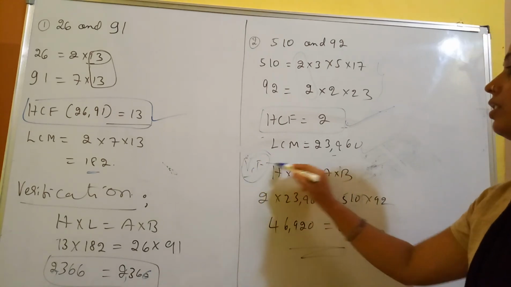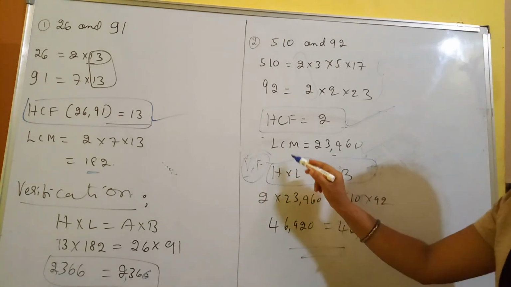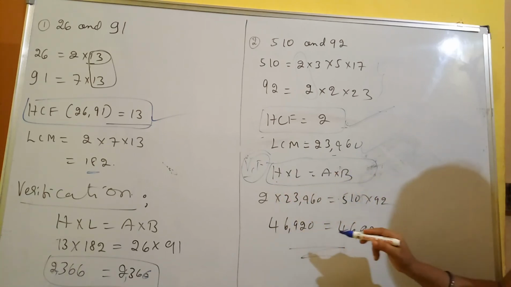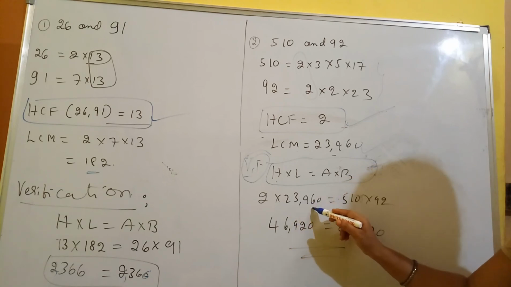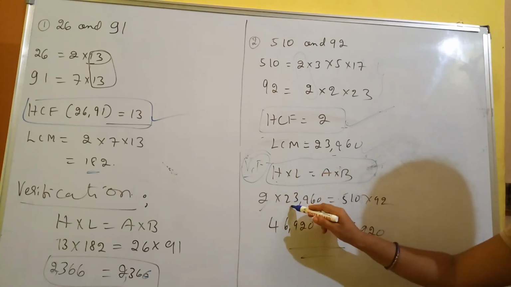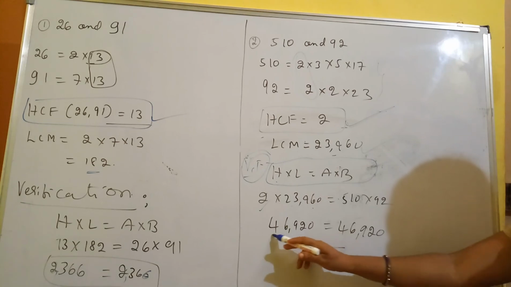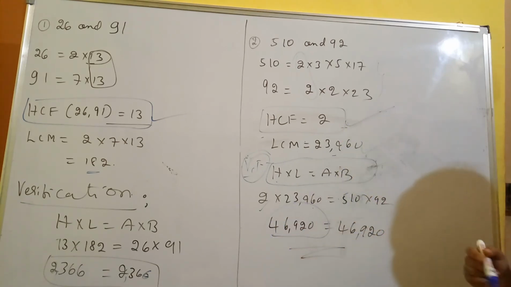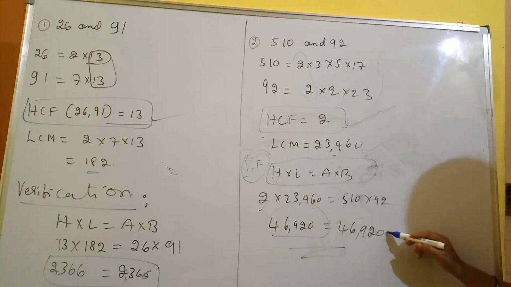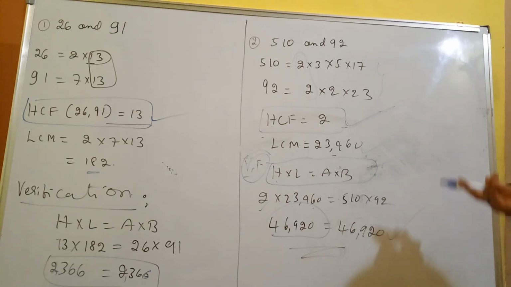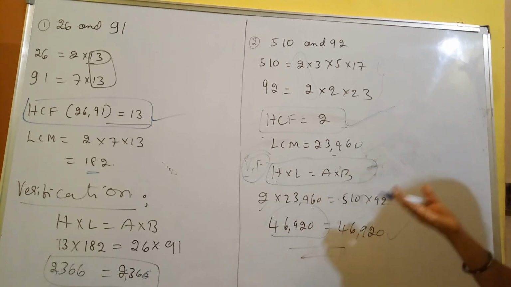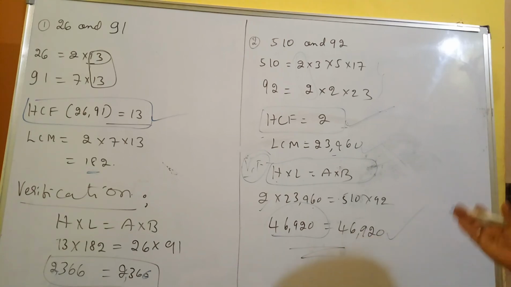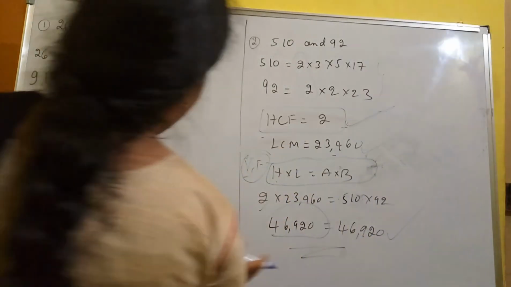So through this we can do verification. How to verify whether your answer is right or wrong? By using the relationship HCF into LCM is equal to the product of the two numbers. So 2 into 23,460, where HCF is 2 and LCM is 23,460. If you multiply, you'll get 46,920. Like that, if you multiply the two numbers, you will also get the same answer. Likewise, we can solve problems using this relationship. It will be very useful, and it is a very important problem from the point of view of your examination also.